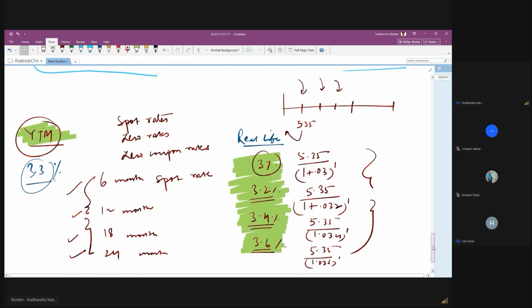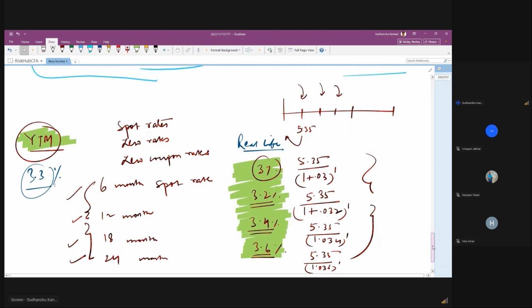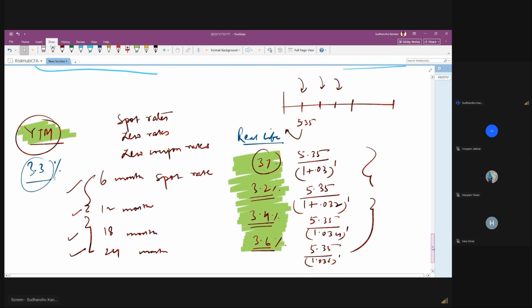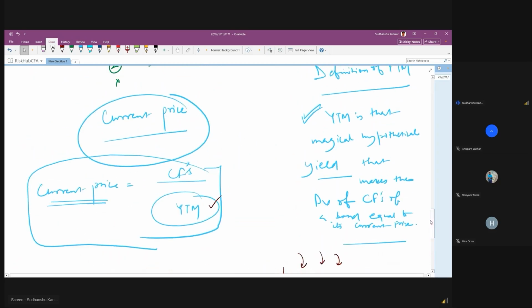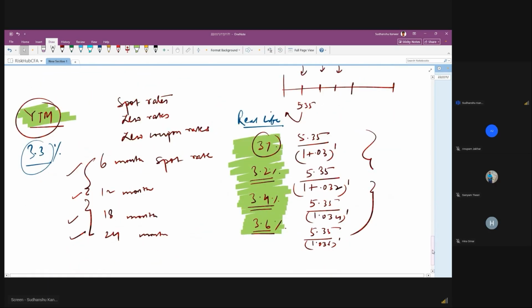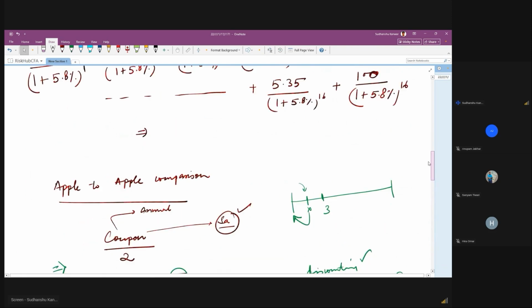Yes, it makes sense. In the real world, we have spot rates which are changing with time, 3.2, 3.4, 3.6, whatever. YTM is a hypothetical, magical number which we have created so that we can match the cash flows with the current price and come out with a single number. We don't want different spot rates for different time periods. We want one number, which we can say is near about my rates. So that is why we do this.